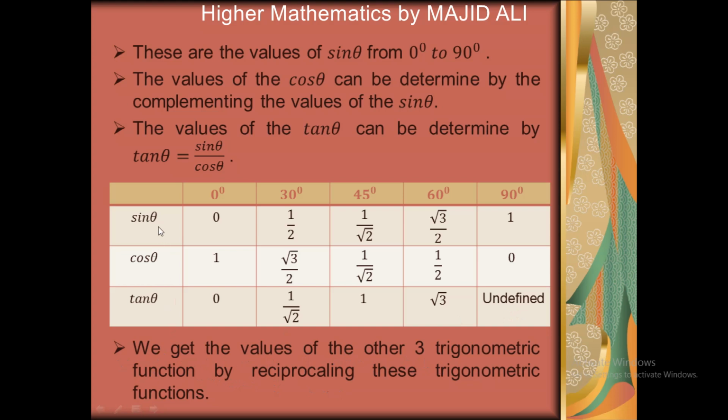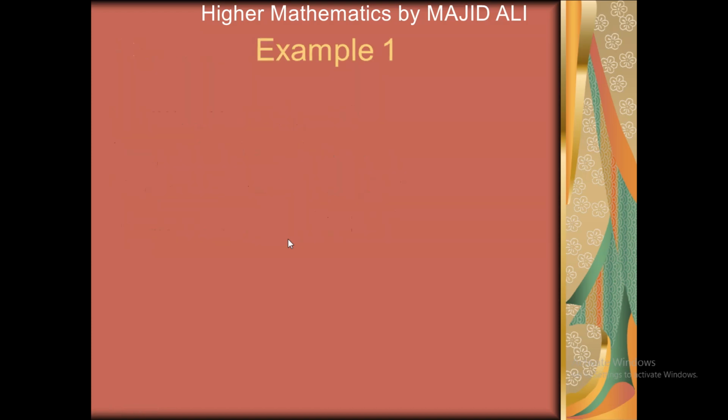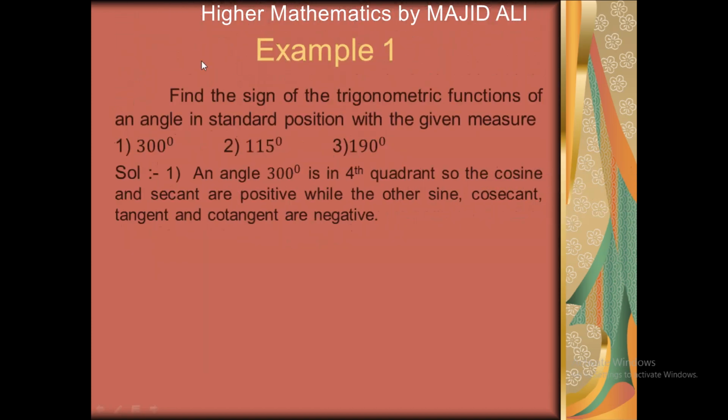We get the other three values by reciprocating these trigonometric functions. As we know, the reciprocal of sine theta is cosecant theta, the reciprocal of cos theta is secant theta, and the reciprocal of tangent theta is cotangent theta. Remember that the first quadrant is from 0 degree to 90 degree, second quadrant is from 90 to 180 degree, third quadrant 180 to 270 degree, and fourth quadrant 270 to 360 degree.